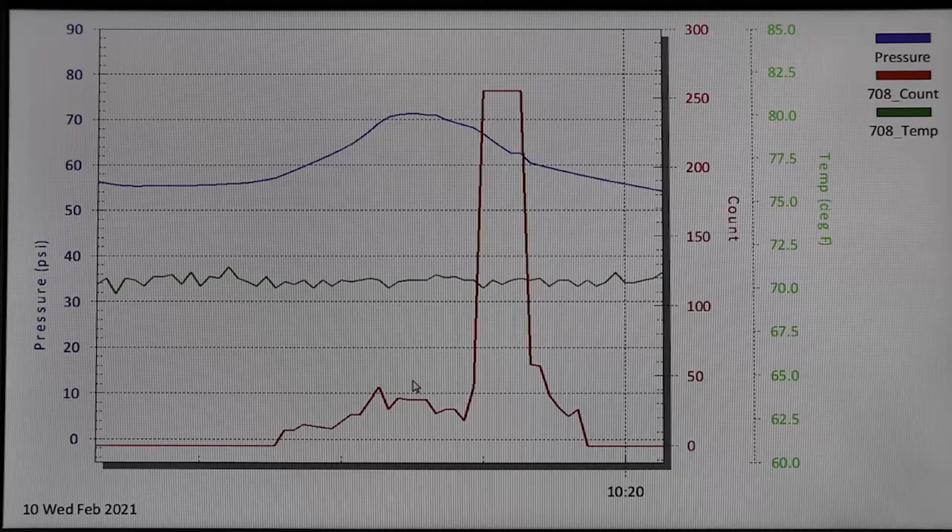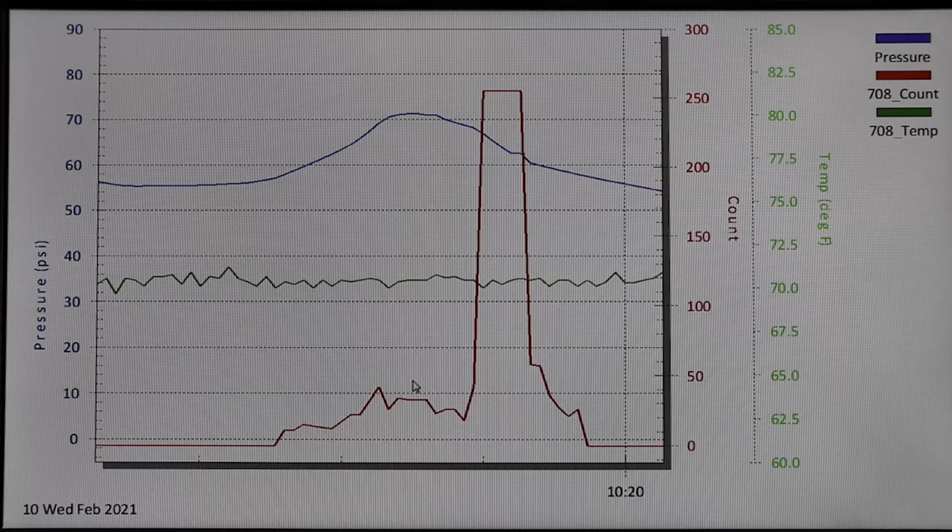In another example of an acoustic monitored pressure relief valve, we can see a much cleaner and more distinct acoustic signal count line. In this graph, we can see that as the system pressure increases, the relief valve begins to simmer prior to opening, as indicated by the small acoustic signal count.